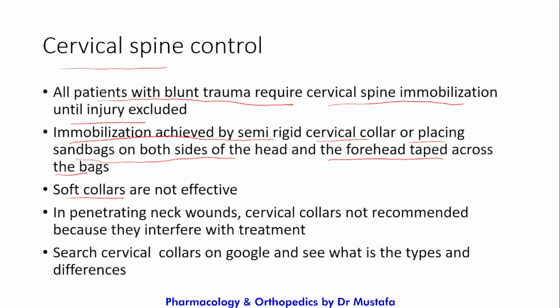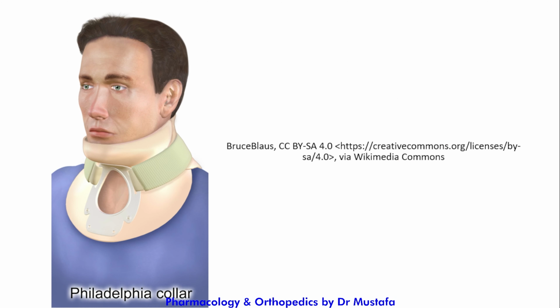So soft collars are not effective. We only use semi-rigid cervical collars, and in penetrating neck wounds, cervical collars are not recommended because they interfere with the treatment. So you can search the cervical collars on Google and see the types and differences between them. So this is an example of a cervical collar. This is the Philadelphia collar. It looks like that.